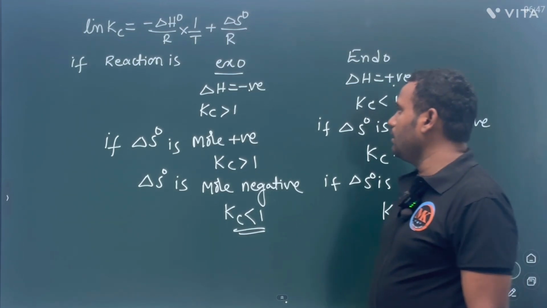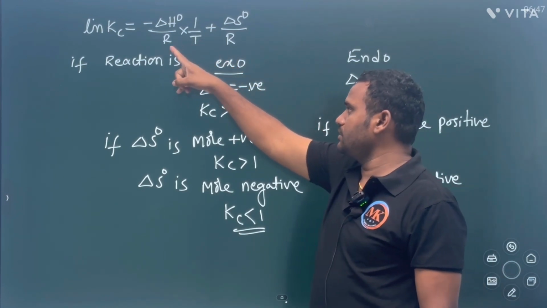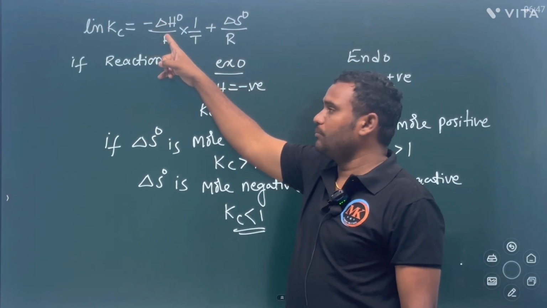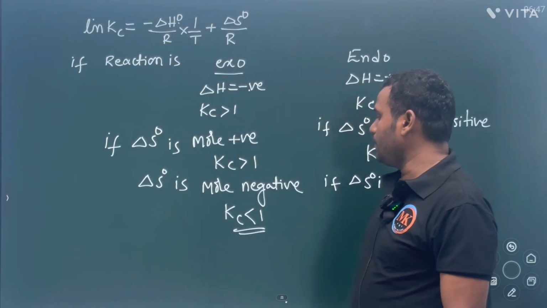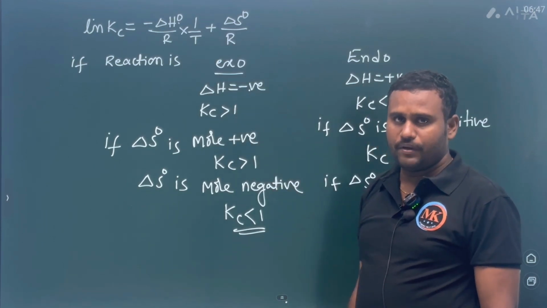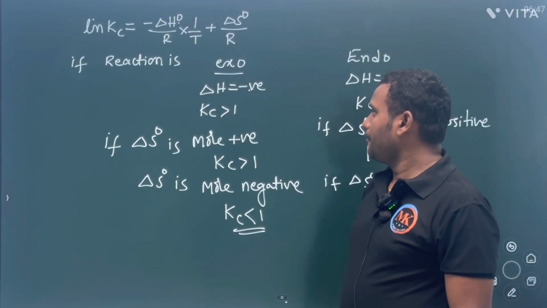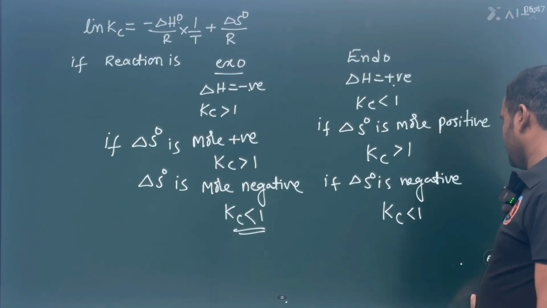See here, generally temperature is in the denominator. Temperature increases, what will happen? This total term will become positive. And I have explained the graphs for this in the previous videos, and they may ask the graphs also.